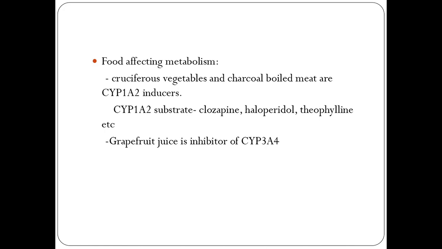So regarding food affecting metabolism, cruciferous vegetables and charcoal-boiled meat are CYP1A2 inducers, and CYP1A2 substrates are clozapine, haloperidol, theophylline, etc. Grapefruit juice is an inhibitor of CYP3A4.